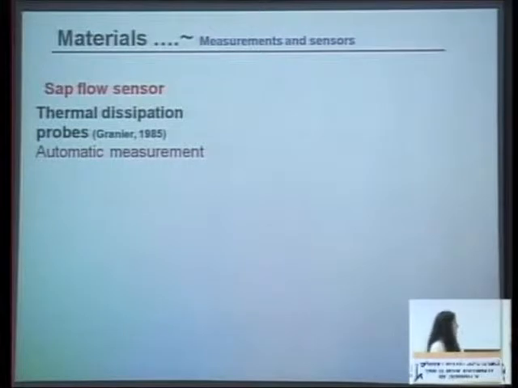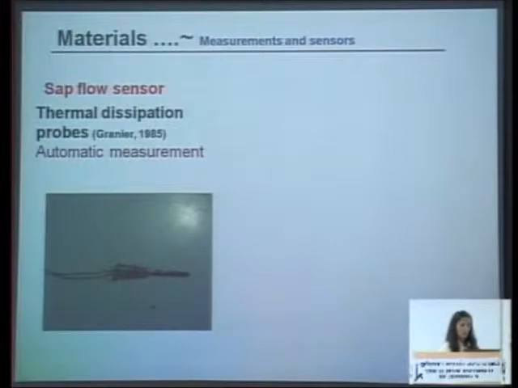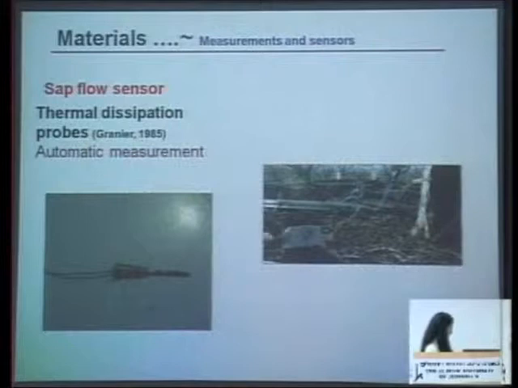Sap flow sensor. We use the thermal dissipation probes developed by Granier, and we developed automatic collection of the data for measurement. We developed the probes in our lab, and we installed them in the plot. This is the heated probe with the 2 conductor wire. This senses the temperature difference between the two places, and this is the constant heating wire to heat the sensor.